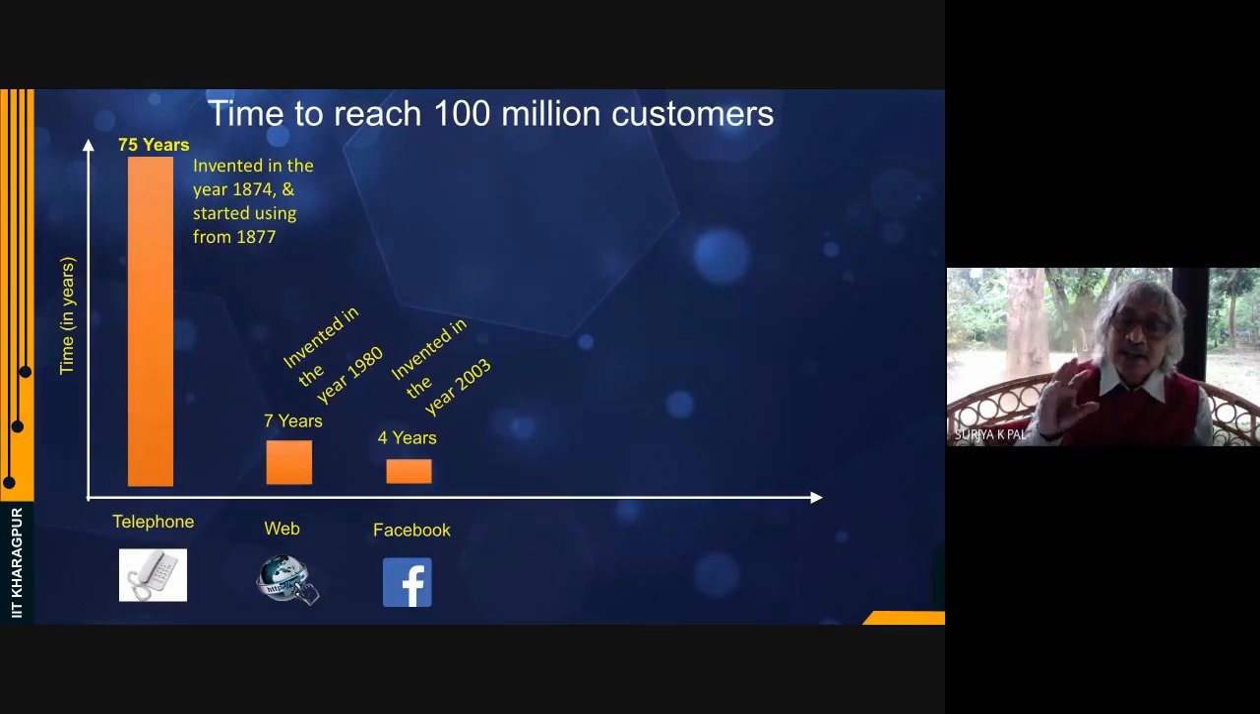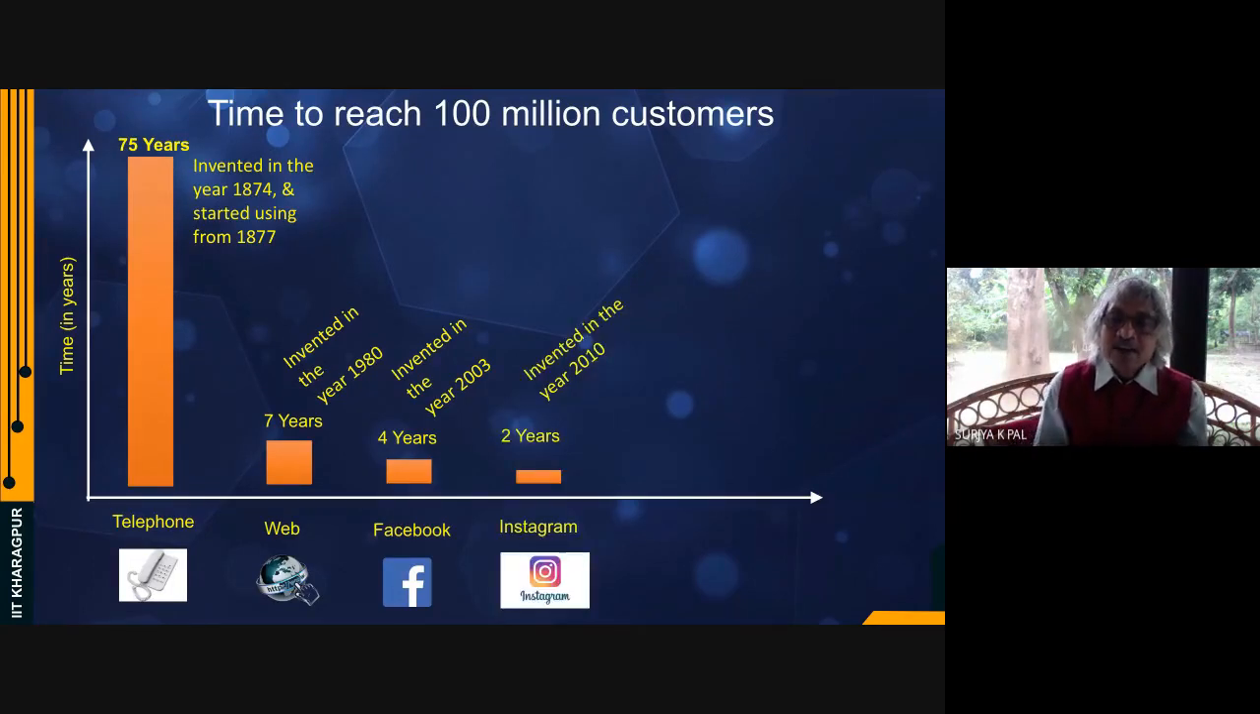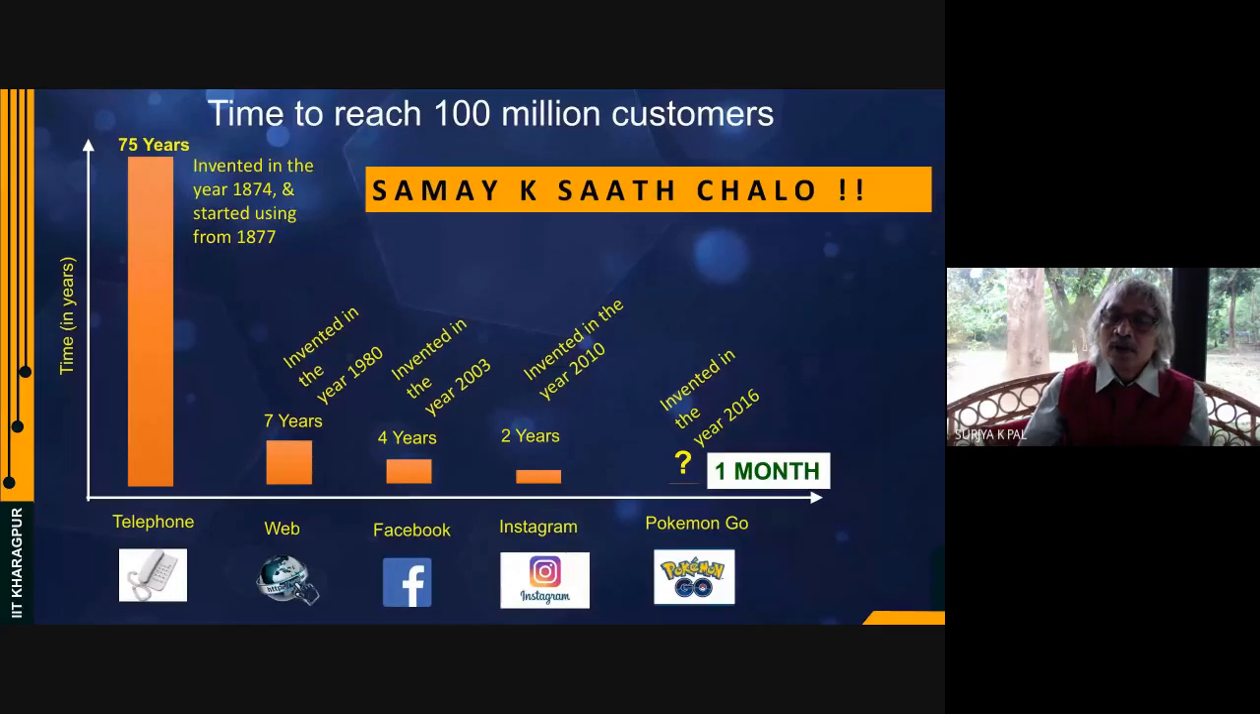That is the initial phase. Now the growth rate is much higher. I'm telling only the best, the target being 100 million customers, and how fast it took to reach that level. Instagram came in 2010, 7 years later. It took only 2 years. So the period got reduced to half. And Pokemon Go came in 2016, 6 years later, and it took only 1 month to reach 100 million customers.